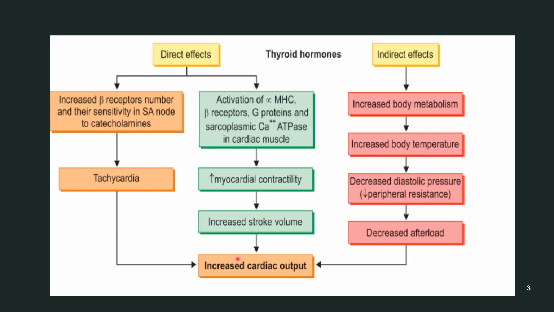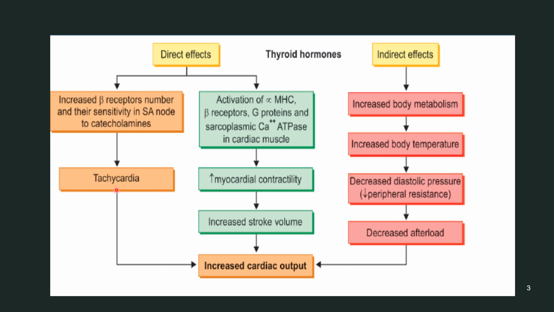Here we will see that the thyroid hormone has a calorigenic action. It increases the body metabolism and the body temperature. As a result of that, there will be vasodilatation, and vasodilatation means there will be a decrease in the peripheral resistance. We all know the diastolic blood pressure depends upon the peripheral resistance or the afterload. As a result of this vasodilatation, the afterload will be reduced. So peripheral vasodilatation will be there, peripheral vascular resistance will be reduced, and there will be a reduction in diastolic blood pressure.